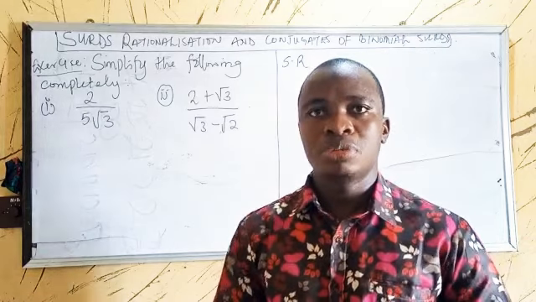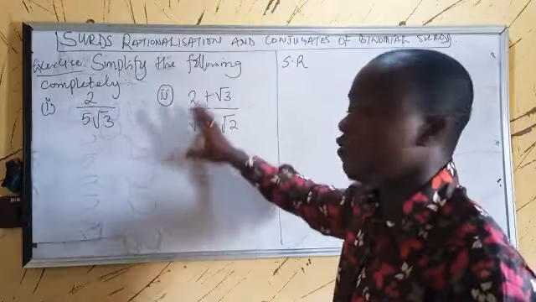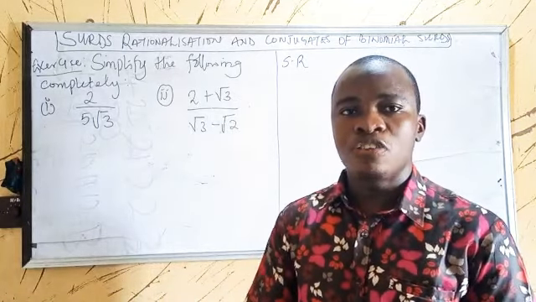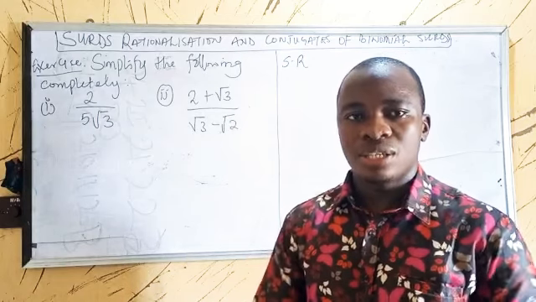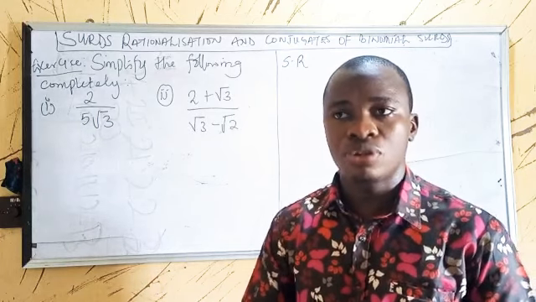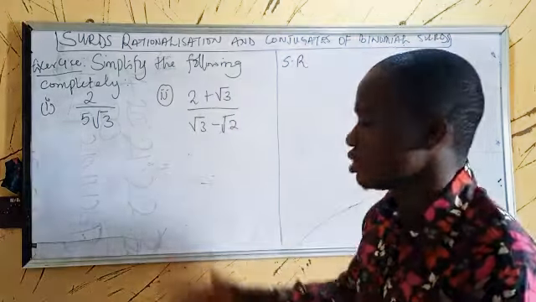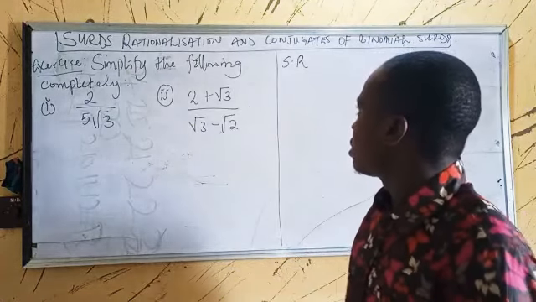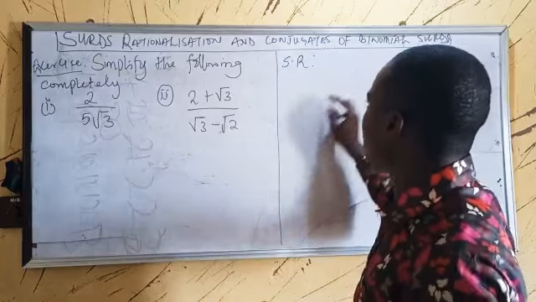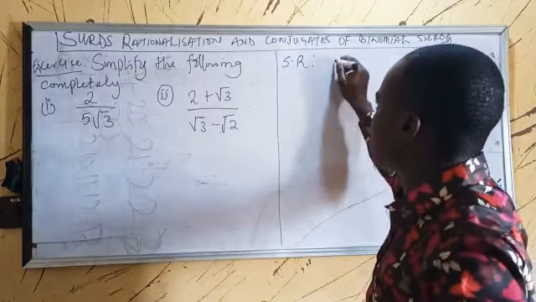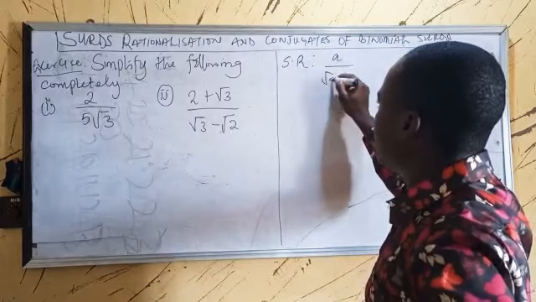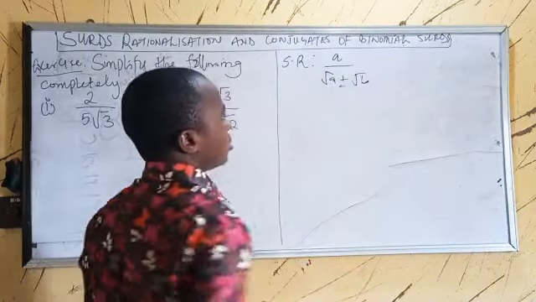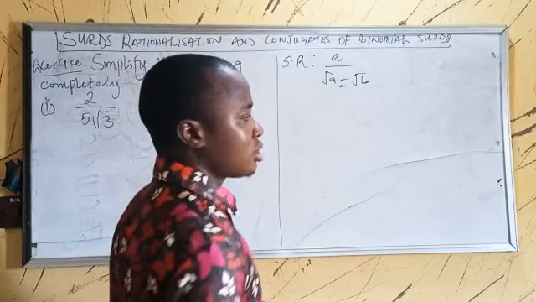You'll be given your paper in the form of division like this. The process of removing the irrational number, that is the surd, from the denominator of the fraction is what is called surds rationalization. So if you have something like this, let's say we have a over root a plus or minus root b. So what do you have here?